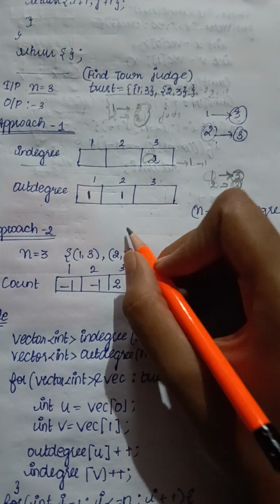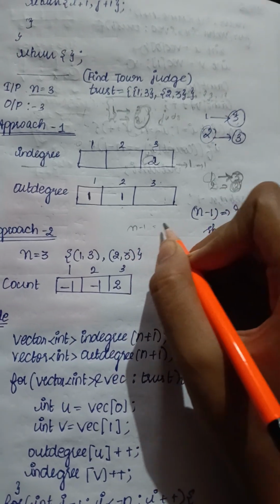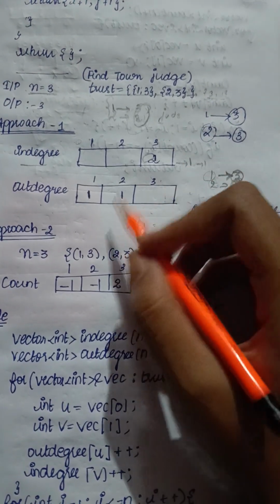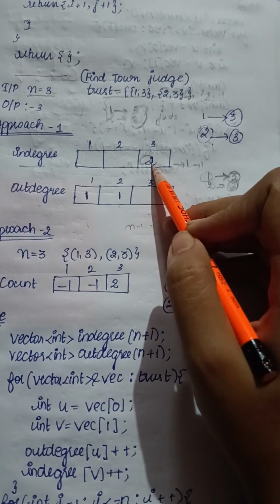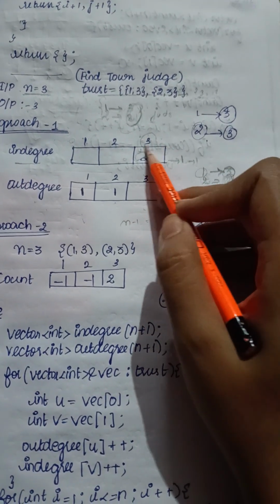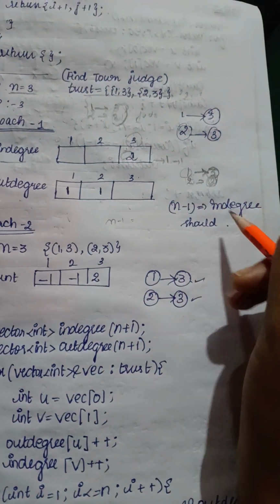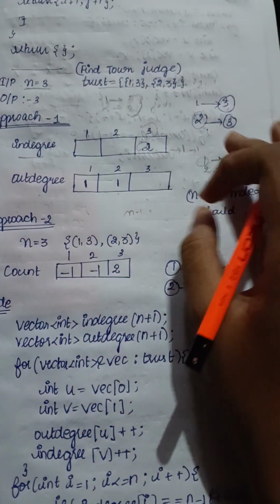At last the answer depends on n minus 1. If the in-degree of 3 is equal to n minus 1, that is size minus 1, then 3 is the answer. That's what we should check in approach 1.